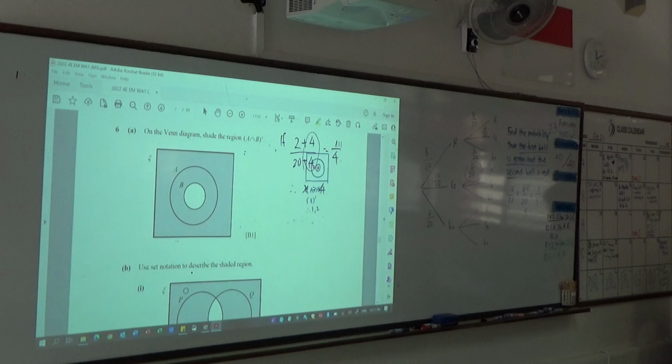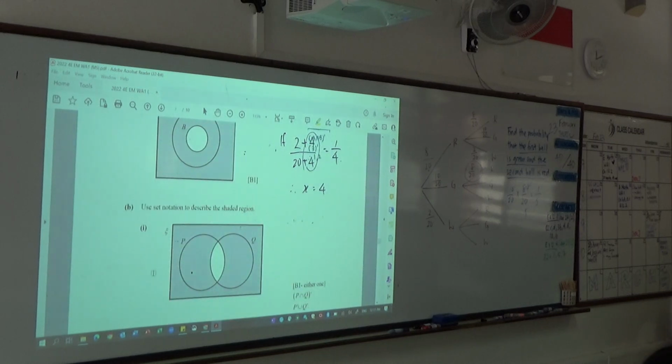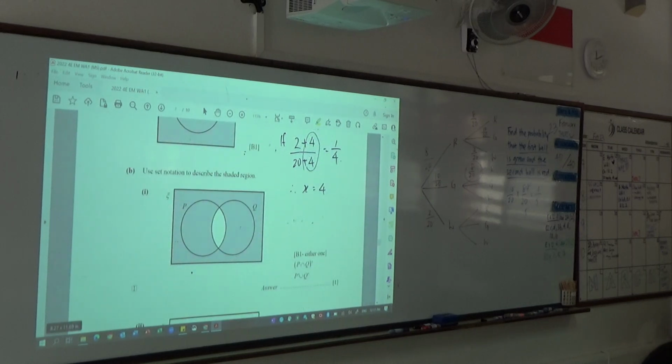Question 6 part A. The region A intersect B, and then the complement of it. A intersect B itself is the inside of B. Complement will be everything outside of B. So this will be the shading. Then for part B(i), correct notation will either be P intersect Q complement or P complement union Q complement.